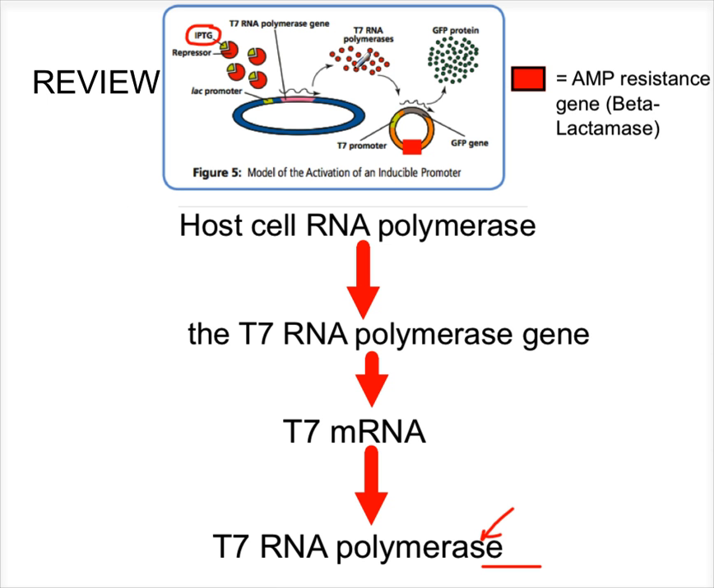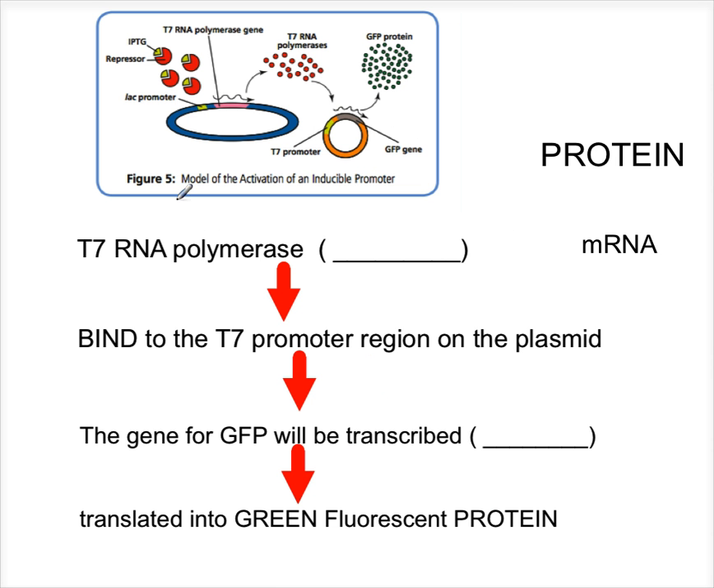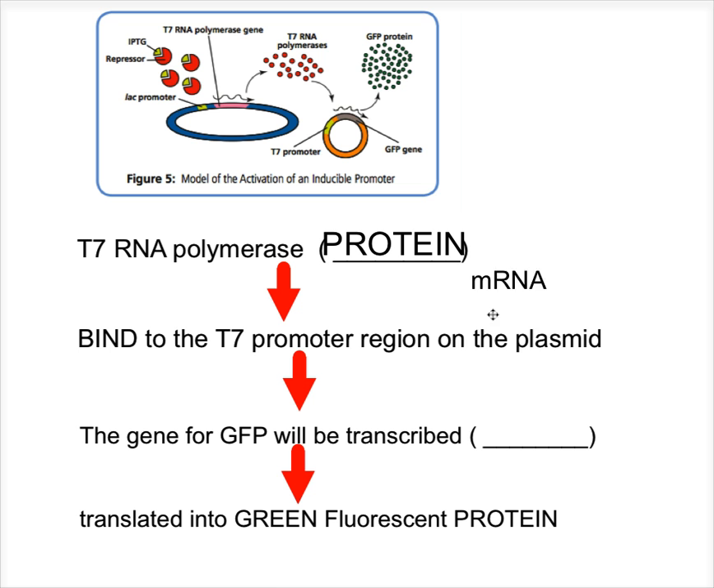This T7 RNA polymerase is now going to be able to switch on the green fluorescent gene. So the T7 RNA polymerase, once it's been translated into a protein, so the T7 RNA polymerase is a protein, it's going to bind to the T7 promoter on our plasmid, and the gene for GFP will be made into messenger RNA and then translated into green fluorescent protein inside the bacterial cell, and we'll be able to see it.